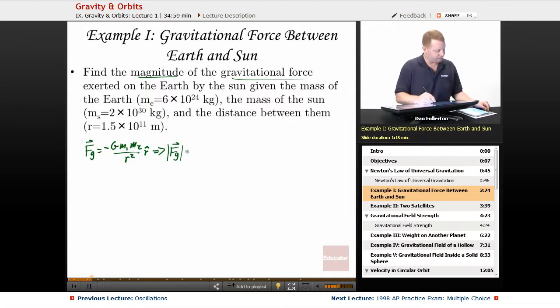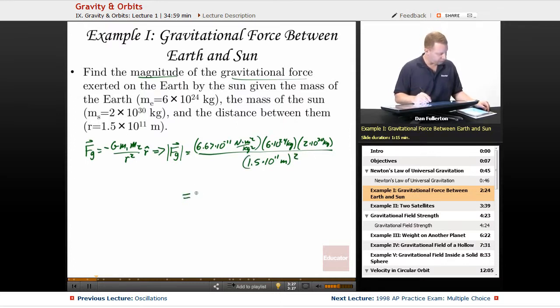of that gravitational force, it's just going to be 6.67 times 10 to the minus 11 Newton meters squared per kilogram squared, capital G, the universal gravitational constant, times our first mass, the mass of the Earth, about 6 times 10 to the 24 kilograms, times the mass of the Sun, about 2 times 10 to the 30th kilograms, divided by the square of the distance between them, 1.5 times 10 to the 11th meters squared. Put all that in my calculator and I come up with a force of about 3.5 times 10 to the 22nd newtons.